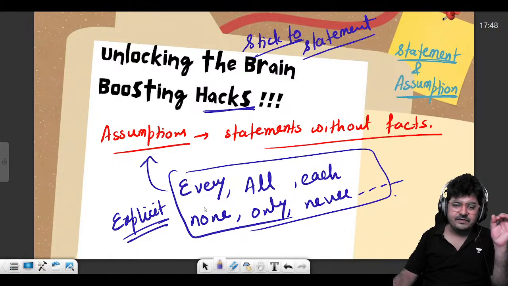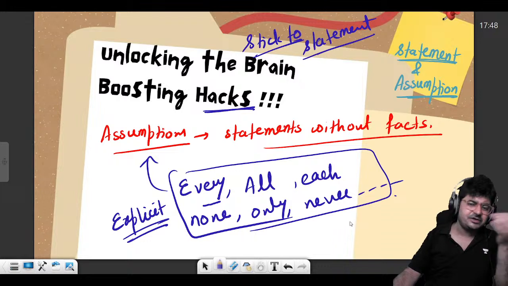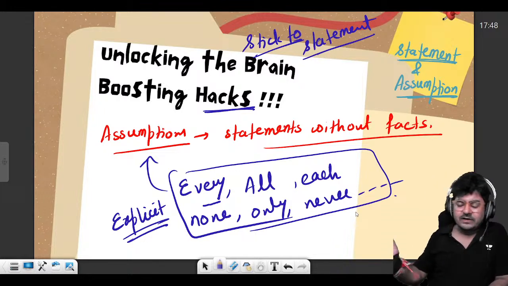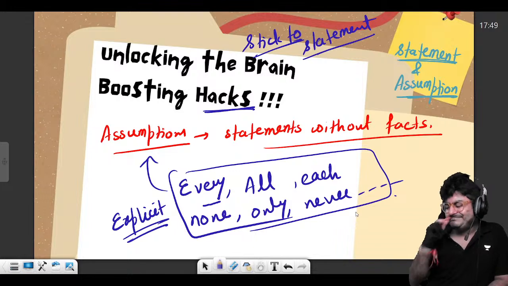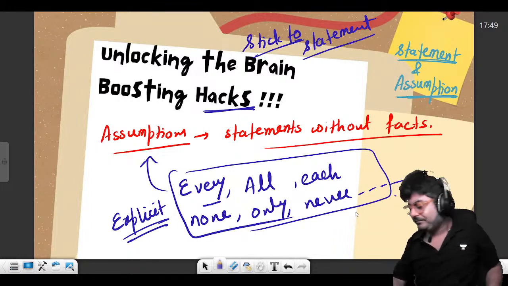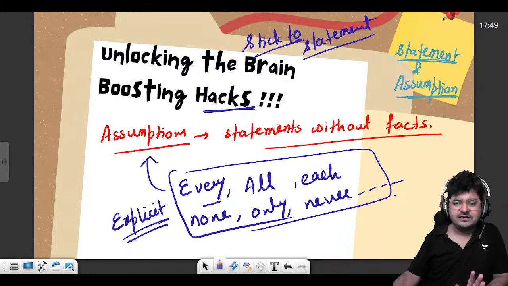So remember this, whenever there is any word like every, all, always, each, none, only, never, etc., no one, that means definitely that is an explicit assumption. Explicit matlab false assumption. ठीक है, is it clear? Hello, is it clear?